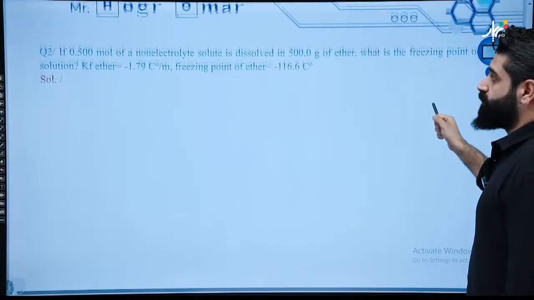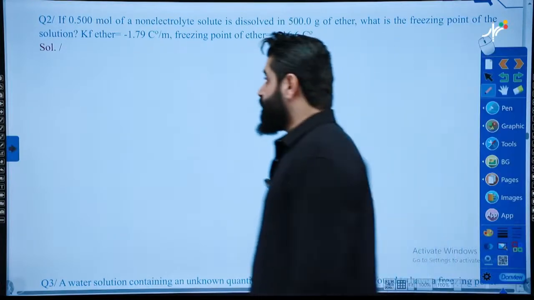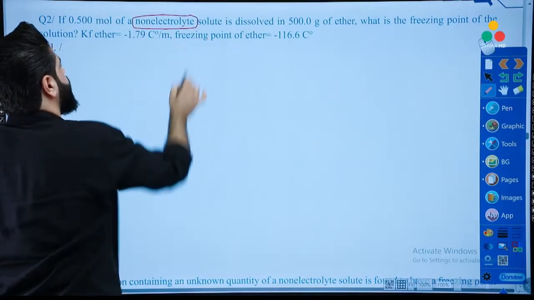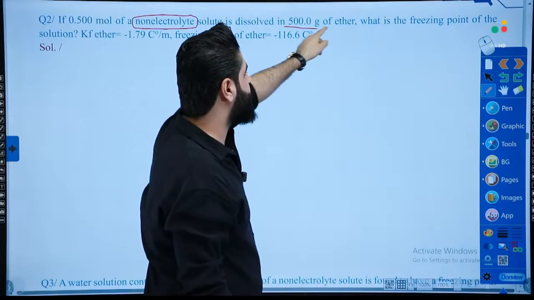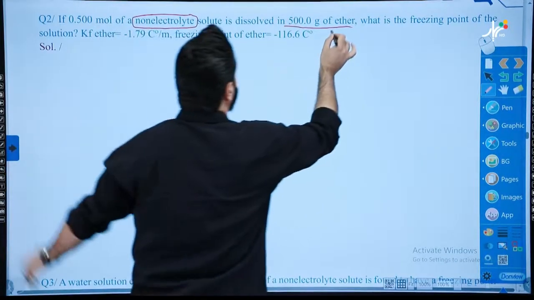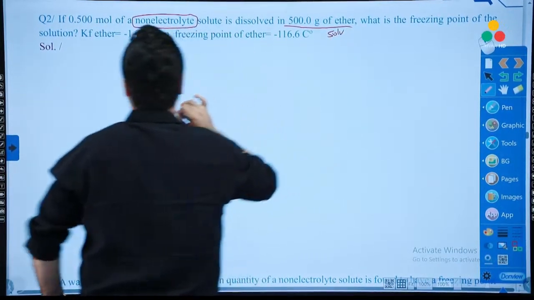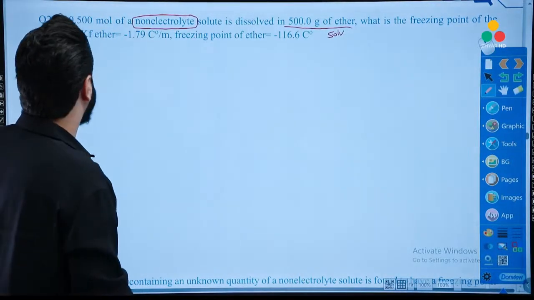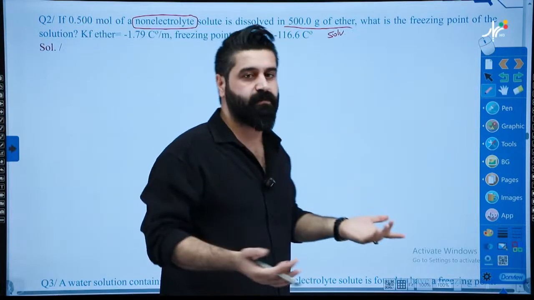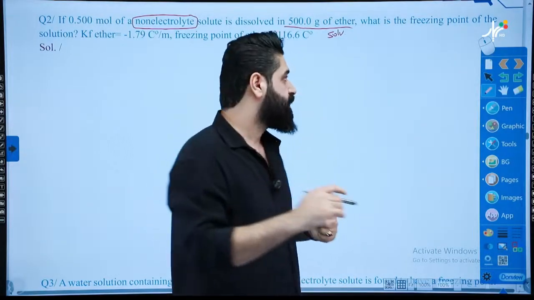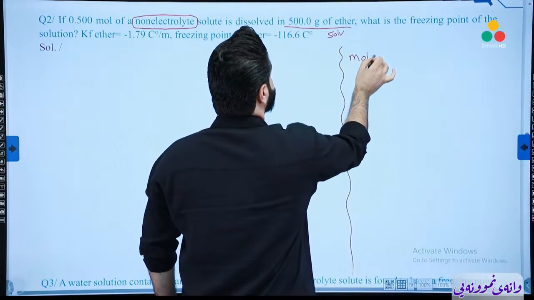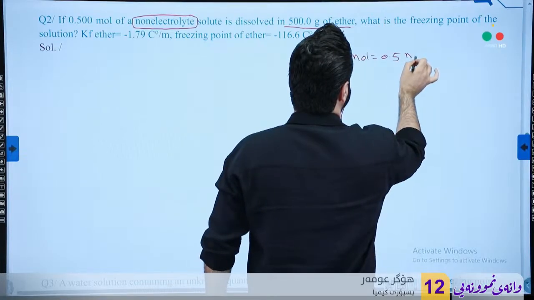This one. Okay. Be careful with this. If 0.5 mole of non-electrolyte, the solute is non-electrolyte, very good, okay, is dissolved in 500 grams of ether. Solute dissolved in solvent. So this time we have something rather than water as the solvent. Okay, but you know something is really wonderful with this question. The solute is given by mole number, and the solvent can be turned into kilogram very easily to calculate molality. So let's have the following conversions right now here. They're very easy, really. So mole is equal to 0.5 mole. Okay, no problem.